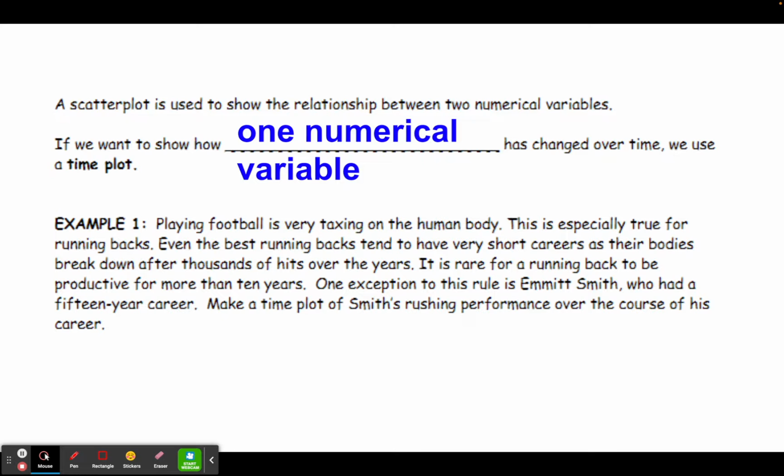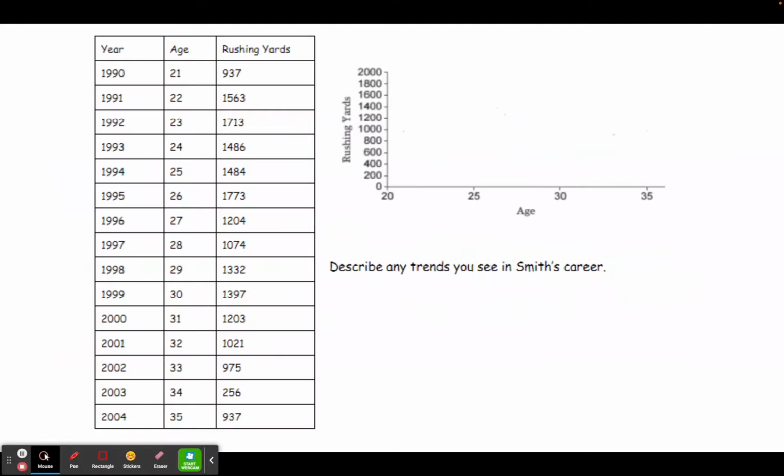Now, as an example, we're going to look at the football career of Emmitt Smith. And we know that football is pretty taxing on the body, especially for running backs who take lots of hits during games. It's pretty uncommon for running backs to have long careers in the NFL. Typically, usually 10 years is about the limit for running backs. But Emmitt Smith actually had a 15-year career in the NFL. So we're going to make a time plot showing Emmitt Smith's rushing performances over the course of his career.